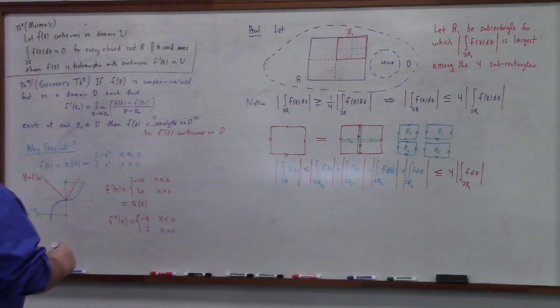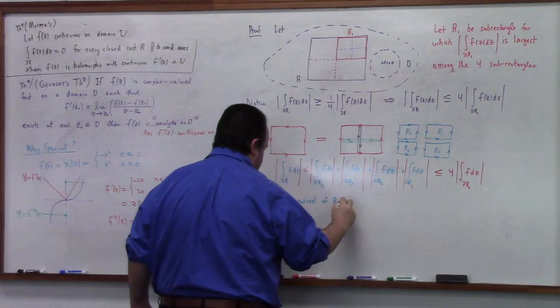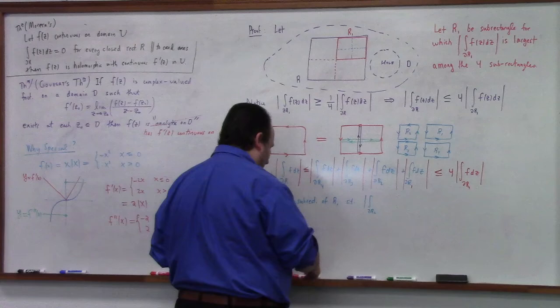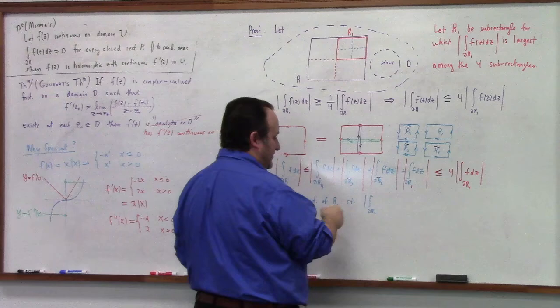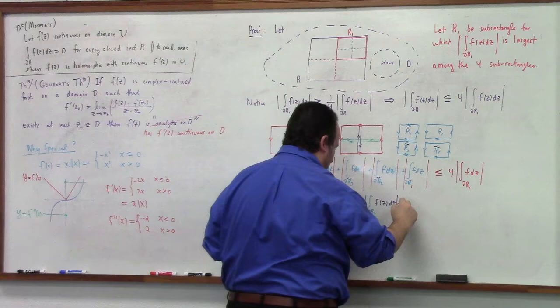So then let R2 be a subrectangle of R1 such that the modulus of the integral over R2, and my bad. See, now I got to mess up. My labeling has now got me into trouble. Let me put some tildes on these to get myself out of trouble. Tilde, because these are not the R, this is not the R2 that's down here. This R2 is whichever one of these, whatever subrectangle of R1 is largest, right?